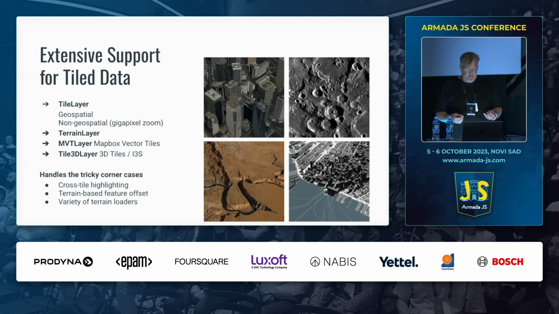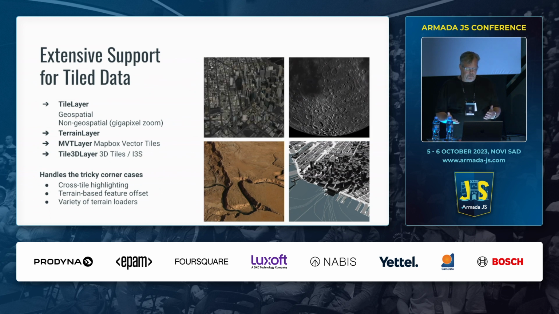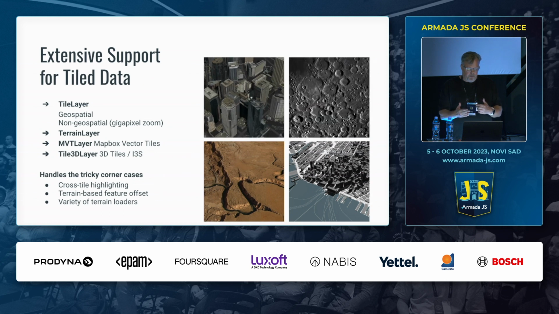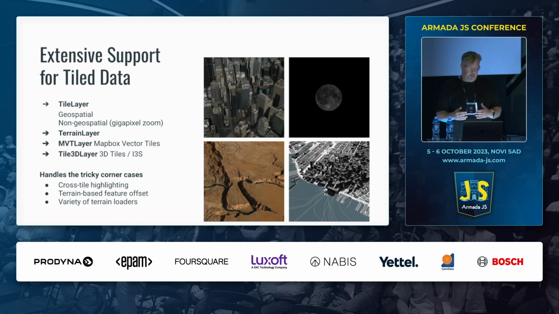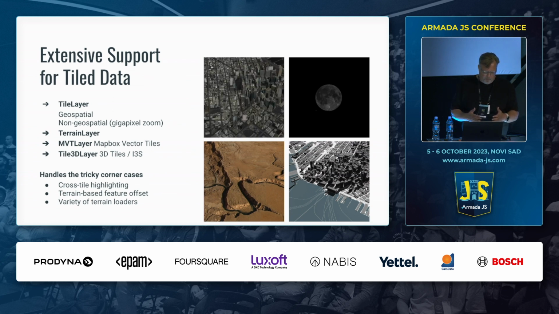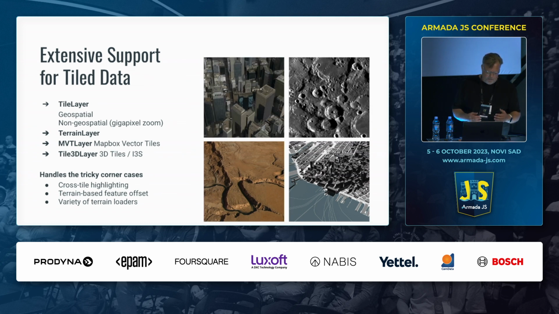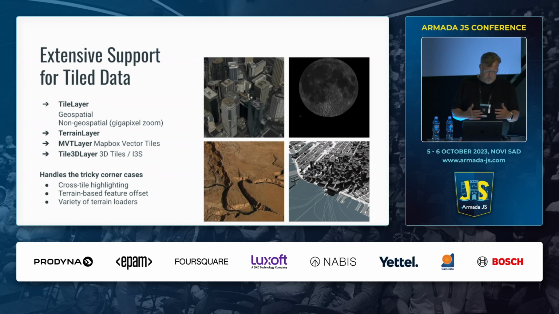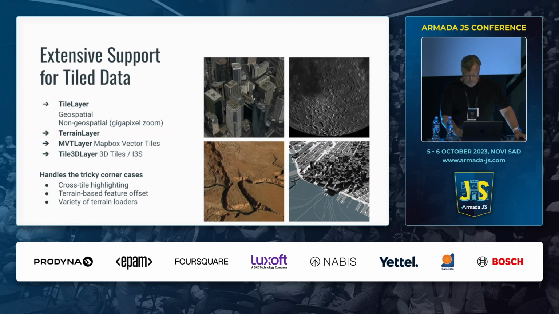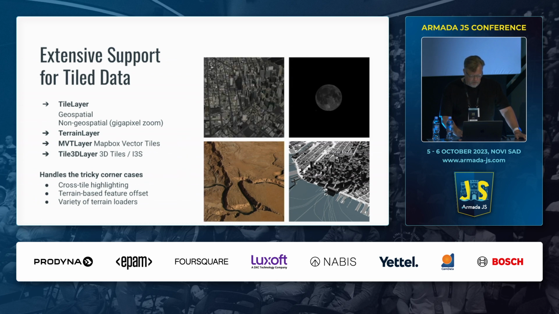They handle if a feature is divided over 2 different tiles and you highlight it, you want both the pieces of that feature or building, whatever it is, to be highlighted. And so cross-tile highlighting, offsetting these tiles with terrain and so on. There's a lot of work that's gone into these layers.